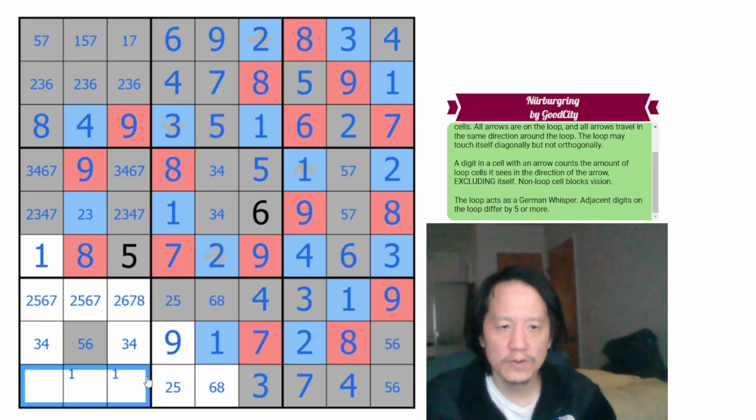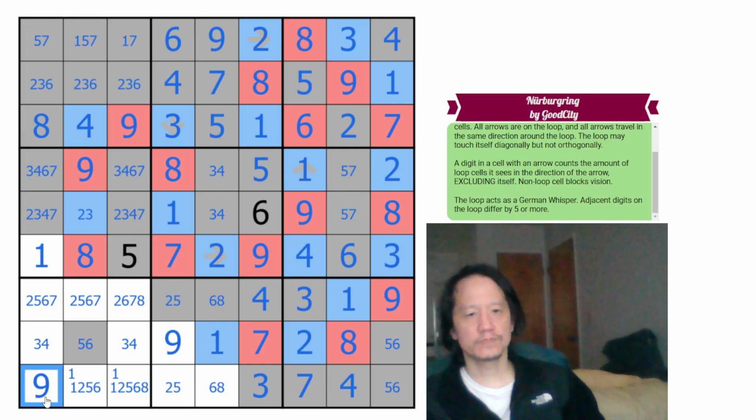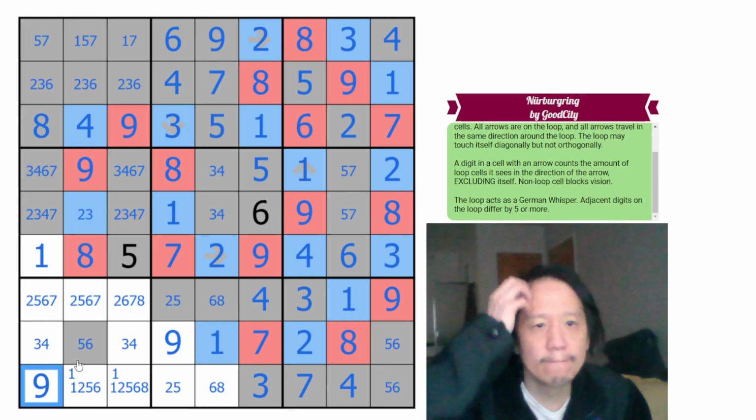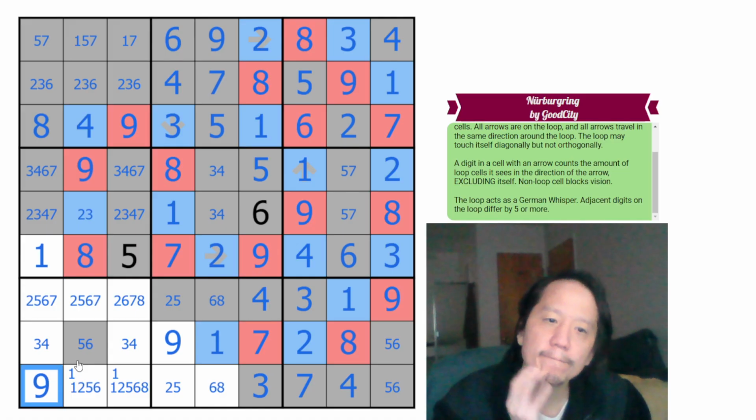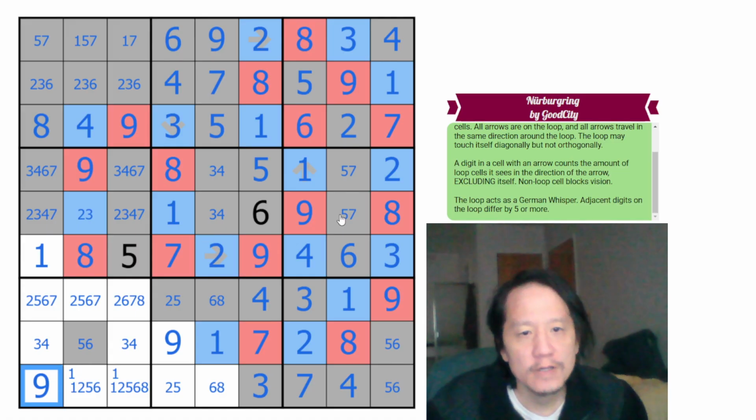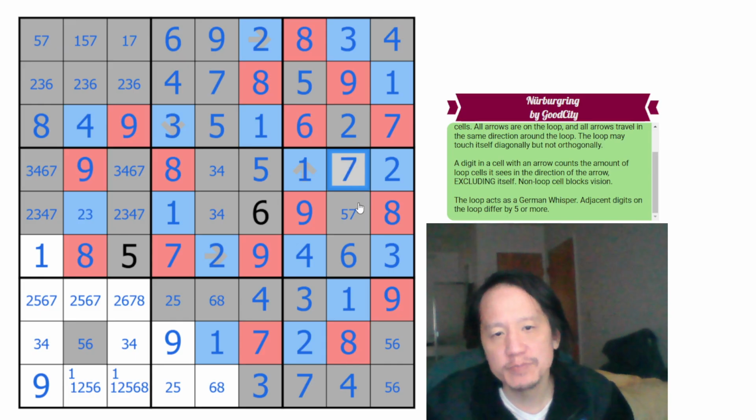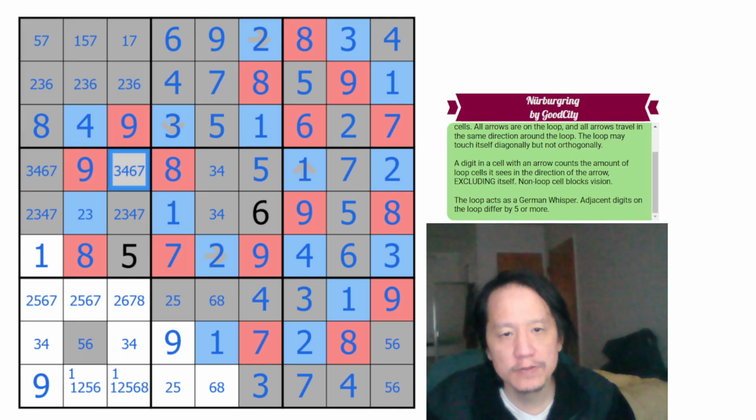So this can't be 9. This can't be 9. Therefore, this must be a 9. This becomes 1, 2, 5, 6, or 8. So this can't be 8 here. This can't be 5 anymore, therefore this must be a 7, which makes that a 5. These can't be 7 anymore. So one of these two is 6.